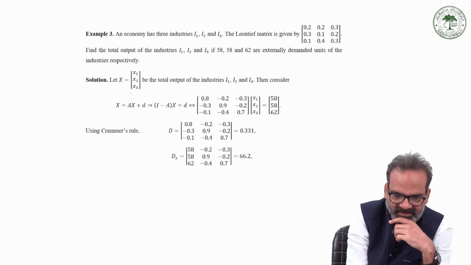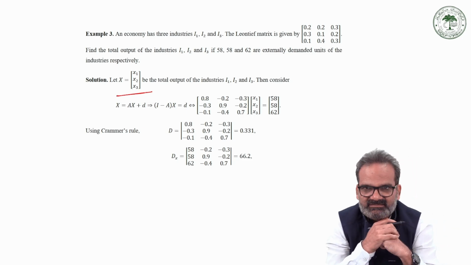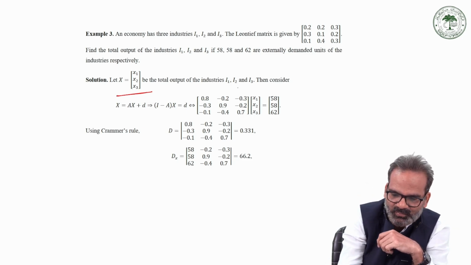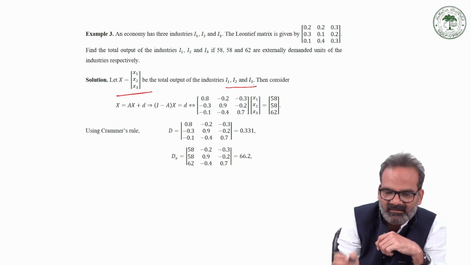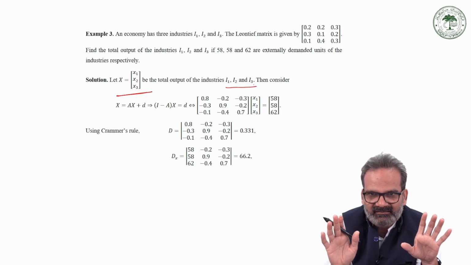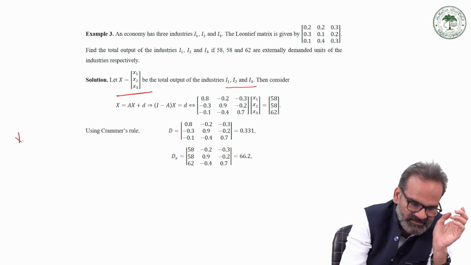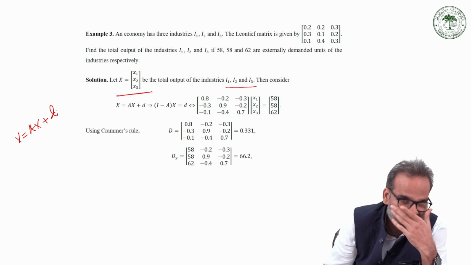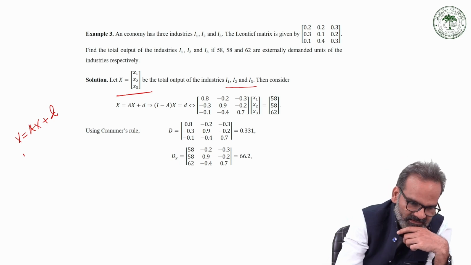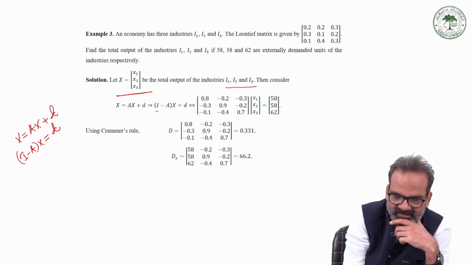So let X, equal to X1, X2 and X3, be the total output of the three industries I1, I2 and I3. Clear? Then we know what the equation is: X is equal to AX plus D. This is the Leontief equation, and it can be written as (I minus A) X is equal to D, right? We are getting this.